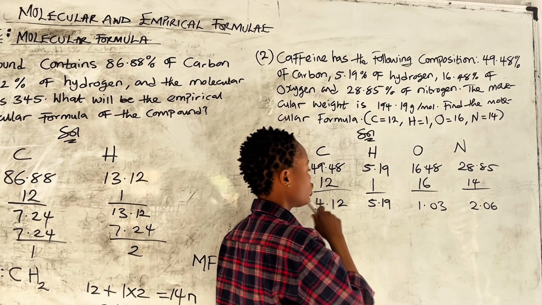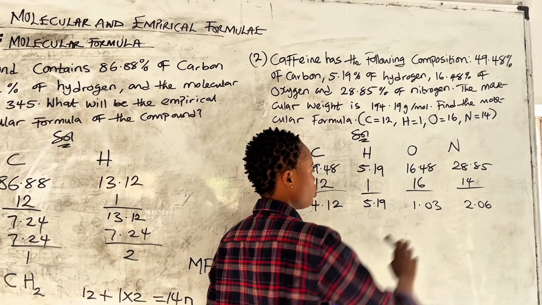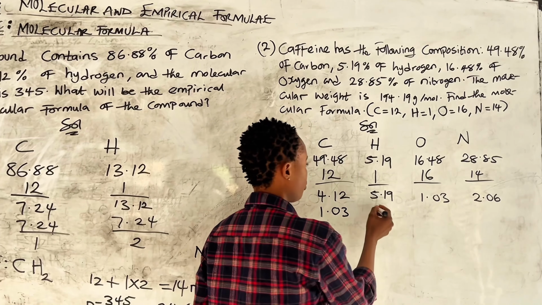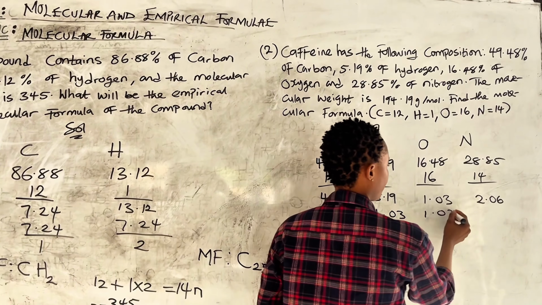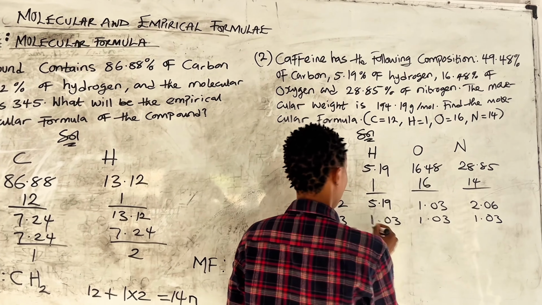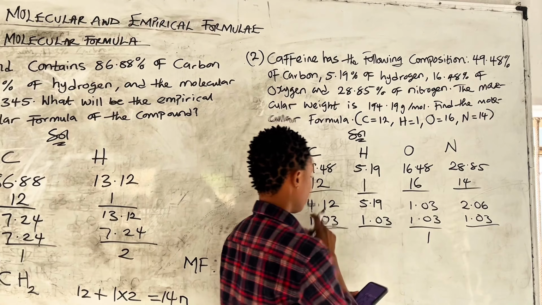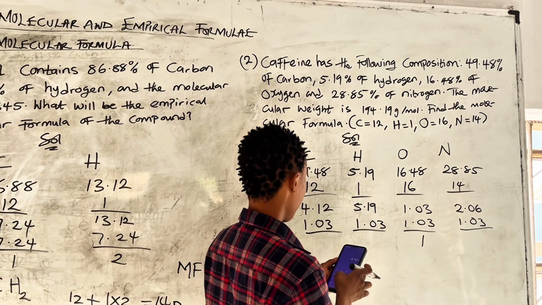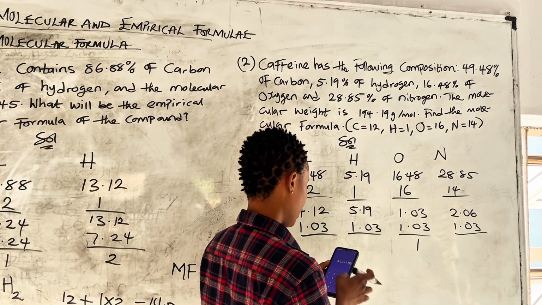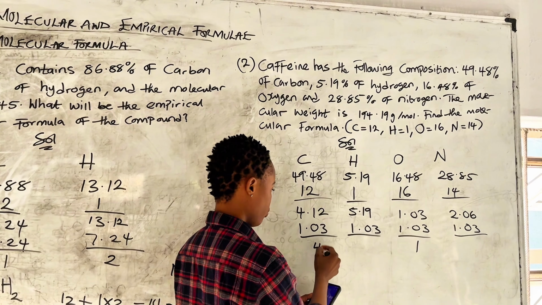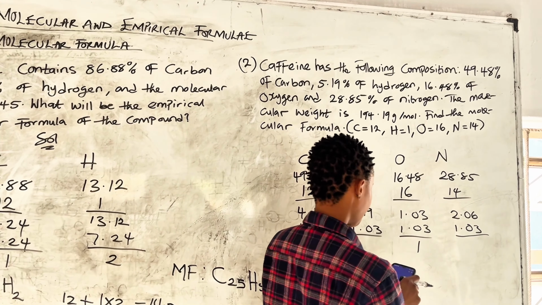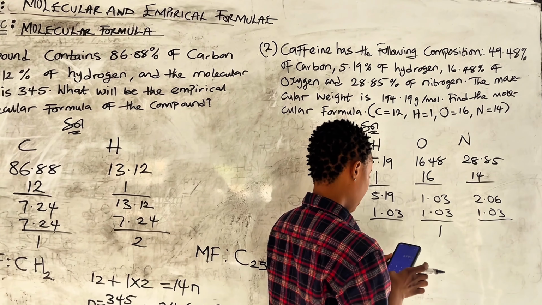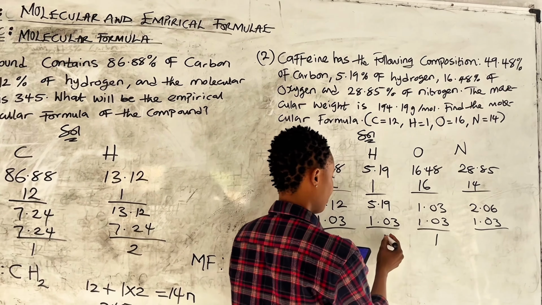So what's the next step? Is to select the lowest out of these four. So what is the lowest? So we know that it is 1.03. So we're going to be dividing them all by 1.03. Okay? So we already know that this is going to be 1. So let's divide this. 4.12 divided by 1.03. What we have here is 4. So it has a whole number. 5.19 divided by 1.03. And what we have here is 5.